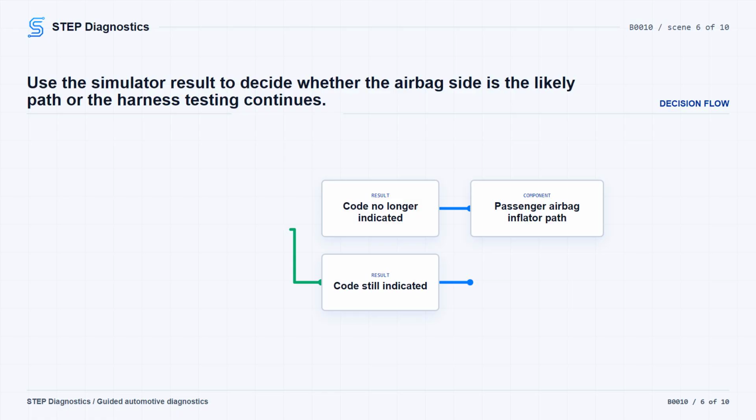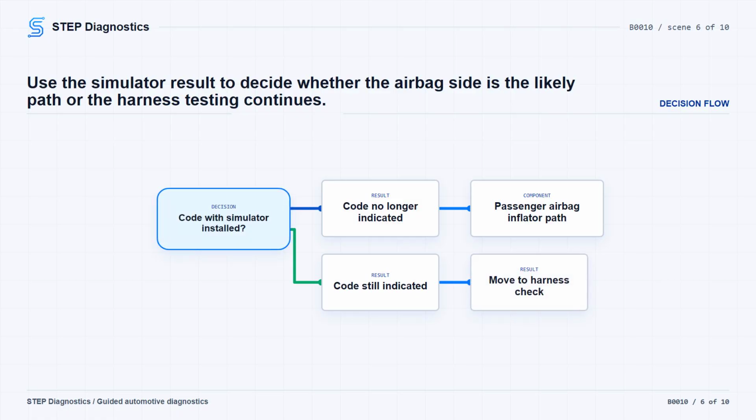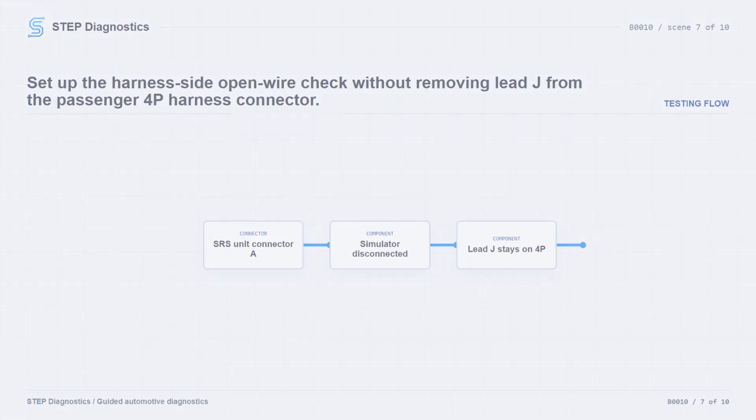If B0010 or the related passenger inflator code is no longer indicated, the open or increased resistance is in the front passenger airbag first or second inflator. The directed repair is to replace the front passenger airbag, then clear the code. If the code is still indicated with the simulator installed, move to the open wire check on the RA1 and RA2 lines. Turn the ignition switch to lock (0).